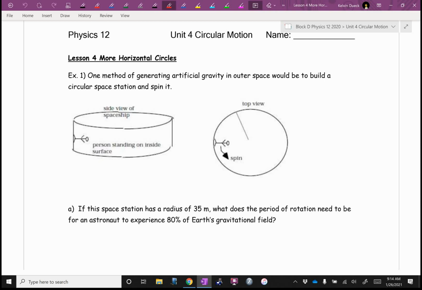First question: what does this question want me to find? Period. What letter in our circular motion acceleration equations is period? It wants us to find capital T, not lowercase t time, capital T. So I don't think I'm using the v squared over r version of circular acceleration. I'm using the 4 pi squared r over T squared version. For an astronaut to experience 80% of Earth's gravitational field, any thoughts on how I might want to start this out?